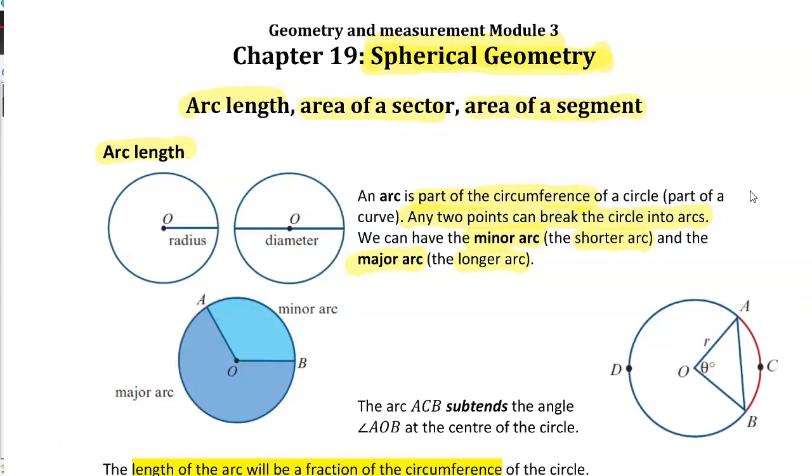So here I've got an example. Here is a minor arc because it's shorter than that major arc. You can see it's been broken by these 2 points located at A and B, and these lengths go back to the center of the circle. Any length from the center of the circle to the outside edge of the circle is, of course, the radius length. So both of those are the radius.